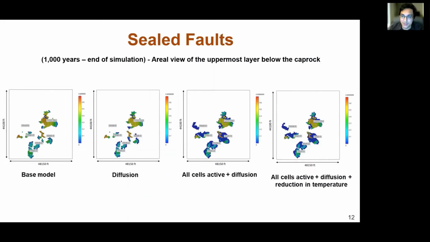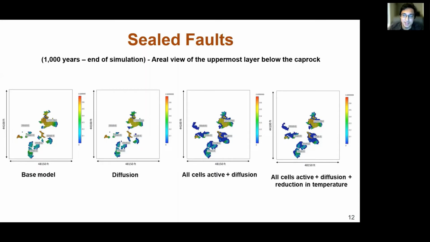So we also tested these sensitivities to two cases. The first case I'm going to be presenting now is for the sealed faults. So we use EDFM to seal the faults. In the second case, we are going to consider the faults to be open and leaky, so that there is a path across the cap rock, and we can see if CO2 will migrate.